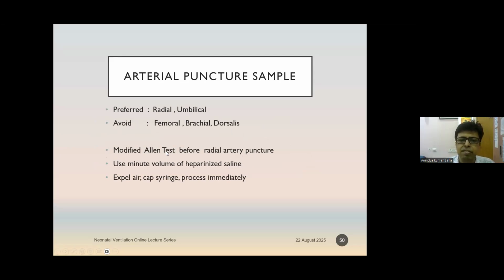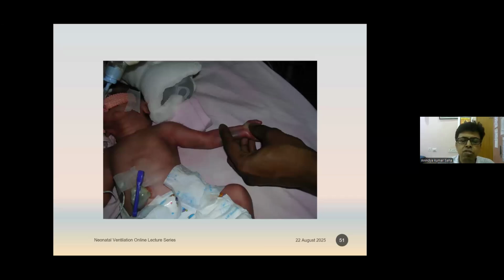A modified Allen test must be done before radial artery puncture, and we should use a very minimal amount of heparinized saline while taking the sample from any arterial puncture. We always expel all air, cap the syringe immediately and process immediately. So this is how we place the hand of the baby in dorsiflexion.